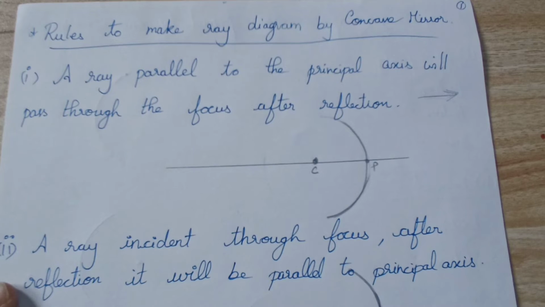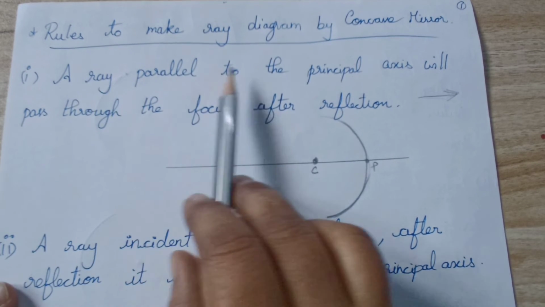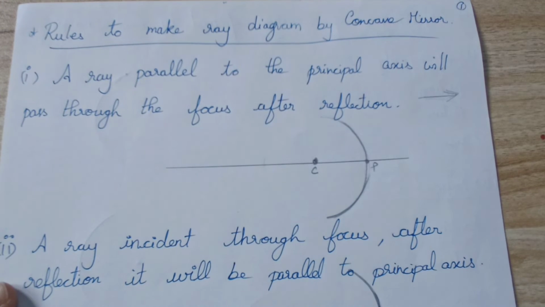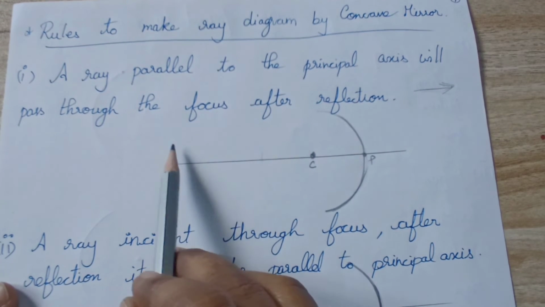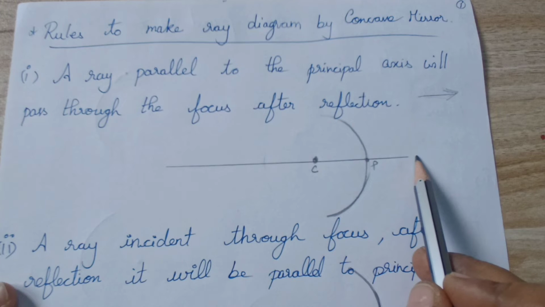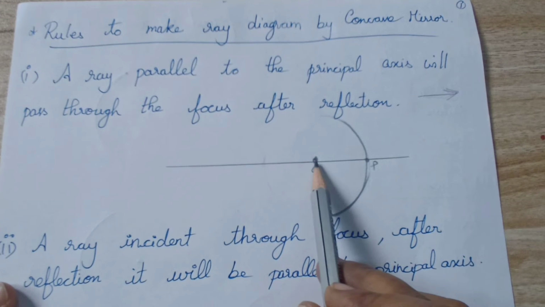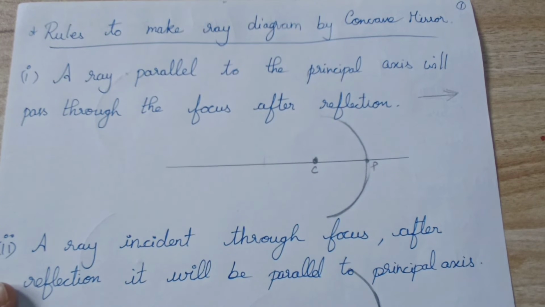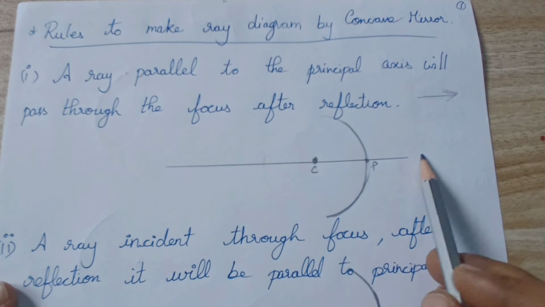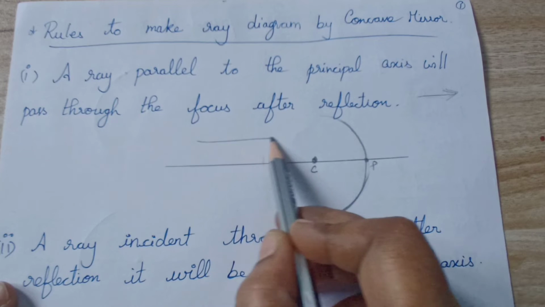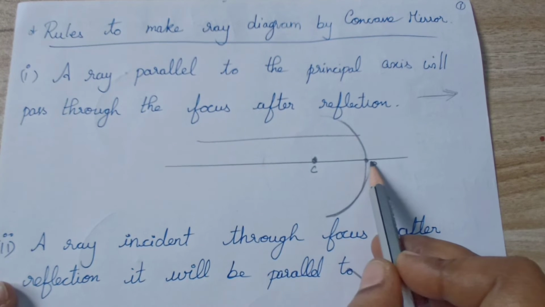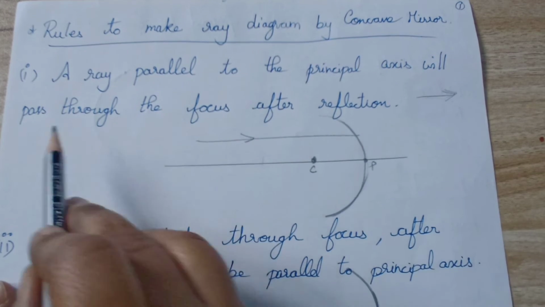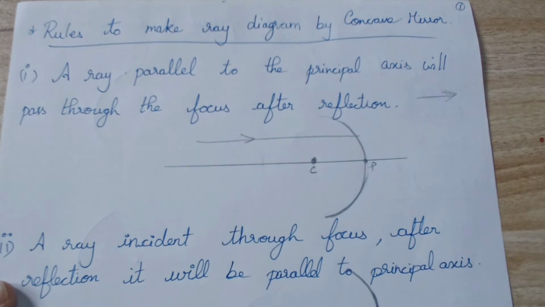So what is the first rule? A ray parallel to the principal axis will pass through the focus after reflection. That means what? This is your principal axis. What is the principal axis? The line which passes through the center of curvature and the pole. This is your principal axis. If a ray is parallel to the principal axis, it will pass through the focus after reflection.